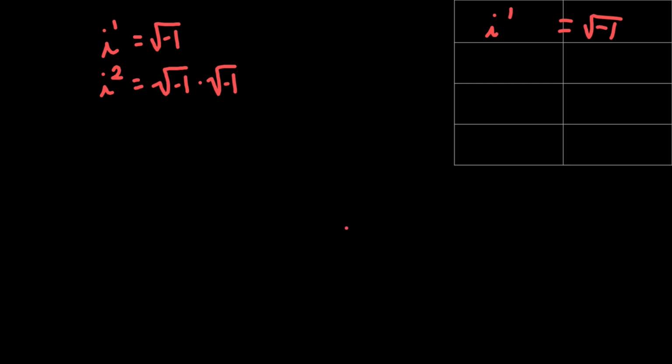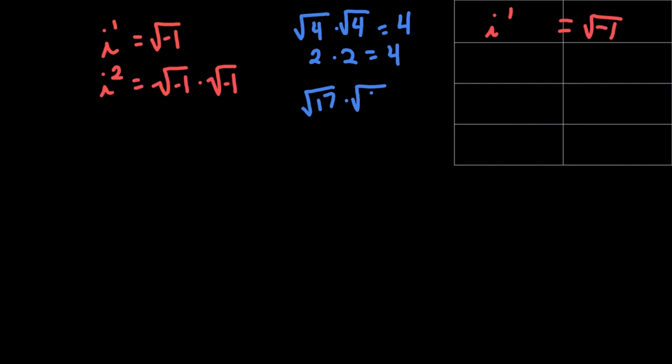So I want to ask you a few questions. What is the square root of 4 times the square root of 4? You might know it off the top of your head, but I know the square root of 4 is 2, and I can multiply 2 times 2 to give me 4. Therefore, the square root of 4 times the square root of 4 is 4. So now, what is the square root of 17 times the square root of 17? Well, that should be 17. So when I ask you, what is the square root of -1 times the square root of -1, that should be, you guessed it, -1.